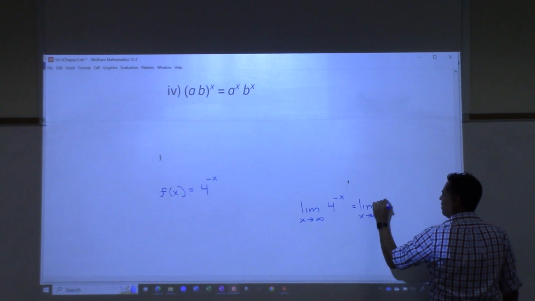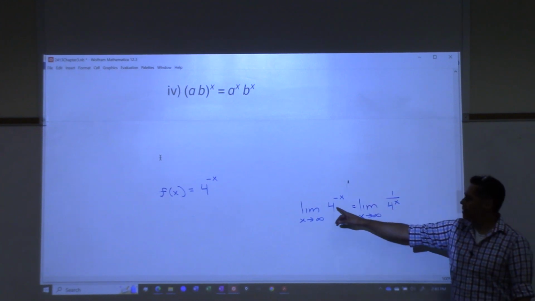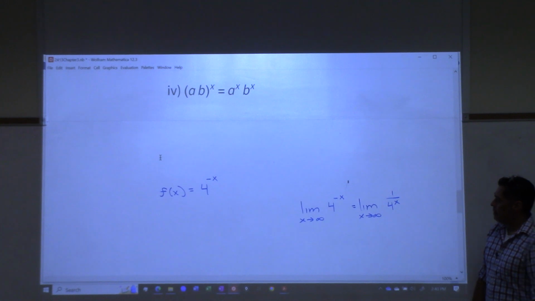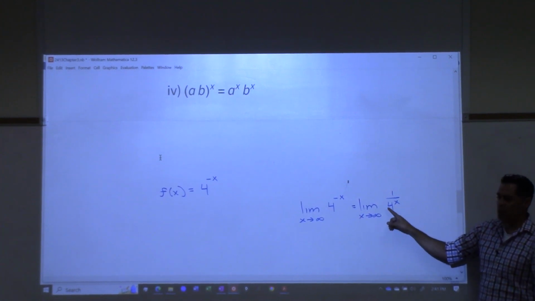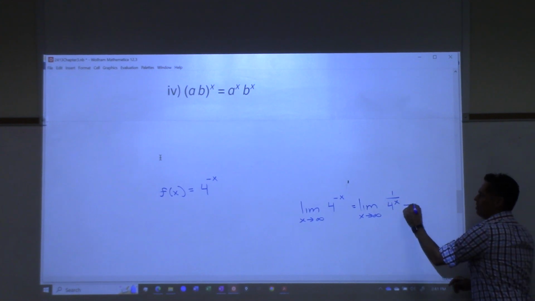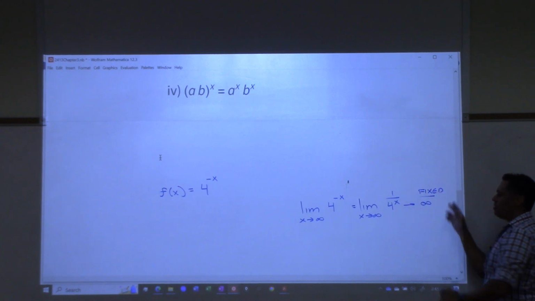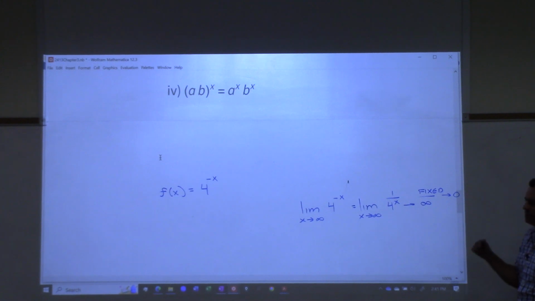I can rewrite this as 1 over 4 to the x. Remember that if we have something to a negative power, we can drop it down and make it 1 over that to the positive power. And now, if you just think about it, if x gets big, what's 4 raised to a big number? Big number. So the bottom is headed to infinity, and the top is fixed. And anytime you have fixed over infinity, that goes to 0. Remember limits. That's one way you could do it.